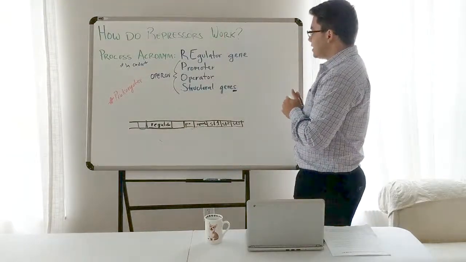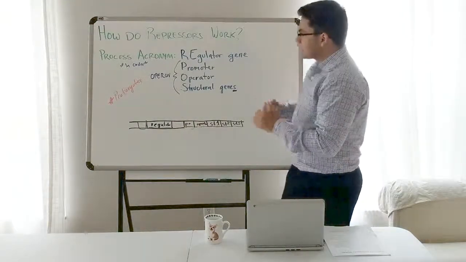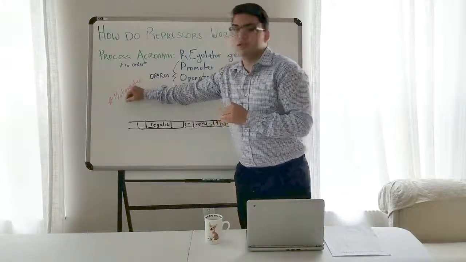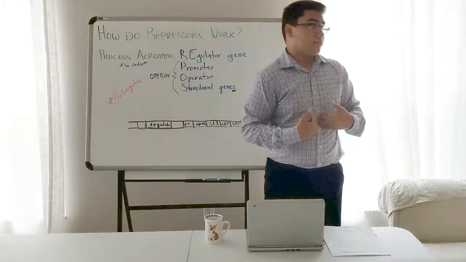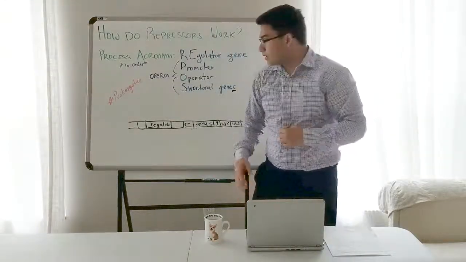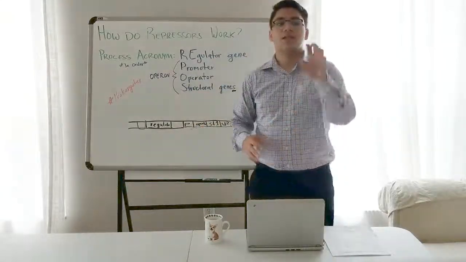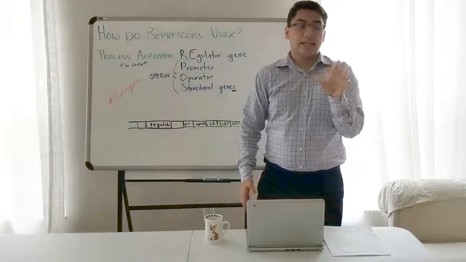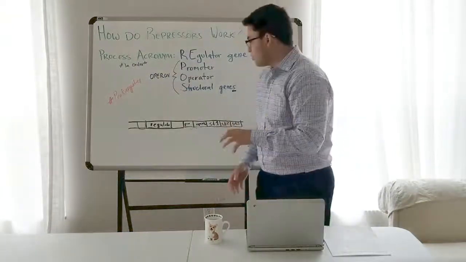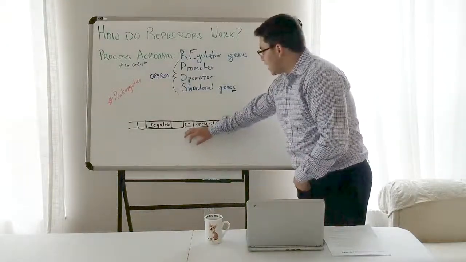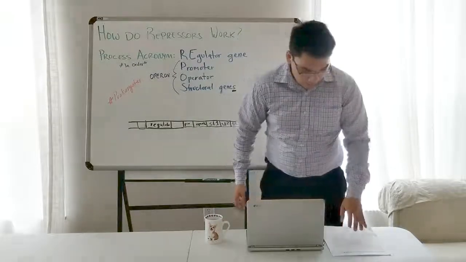Now, the most important part of this to remember is that this is only in prokaryotes. In eukaryotes, the process is completely different. Sure, there's something similar to a regulator, and there's a little tiny promoter region where the DNA or RNA polymerase binds, but you don't have the operator and that type of regulation.